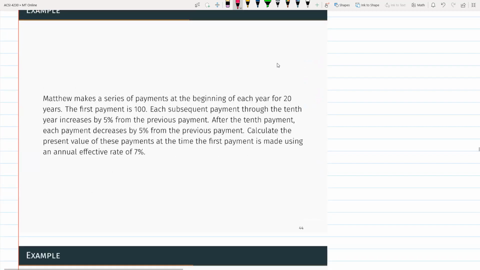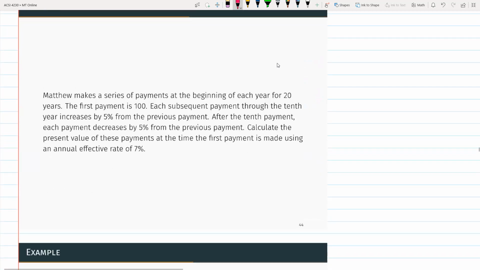Okay, so this one says Matthew makes a series of payments at the beginning of each year for 20 years. The first payment is 100. Each subsequent payment through the 10th year increases by 5% from the previous payment. After the 10th payment, each payment decreases by 5% from the previous payment. Calculate the present value of these payments at the time the first payment is made, using an annual effective rate of 7%. So you have to be careful how you set up this problem because it's increase and decrease both. So let's draw the timeline and try to understand.